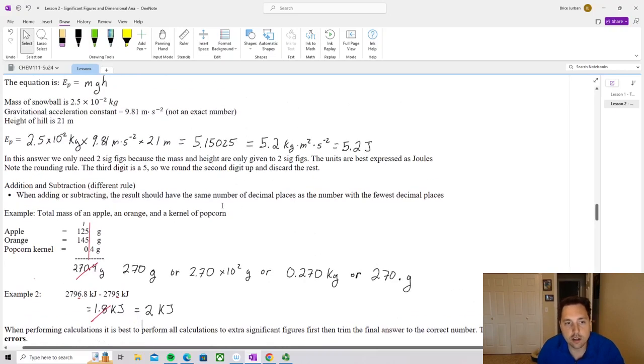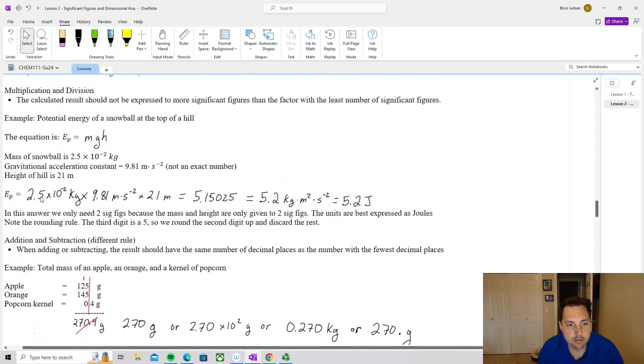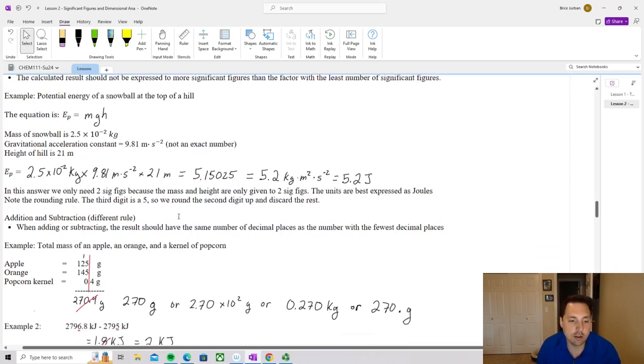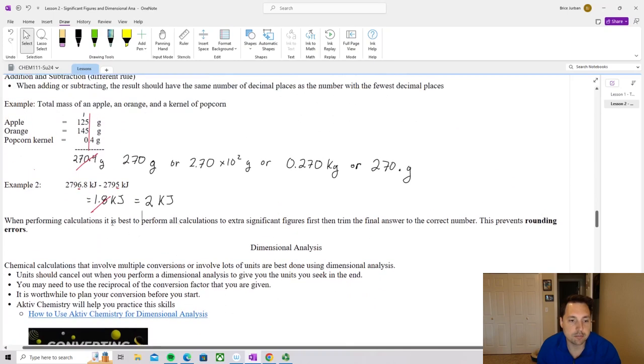And one other thing you might notice from this one up above: when I'm doing this calculation, 2.5 times 10 to the negative second times 9.81 times 21, I got this value as 5.15025, then I truncated it. That's what you should always do for your calculations: do all of the calculations and then look at the final answer to trim it.